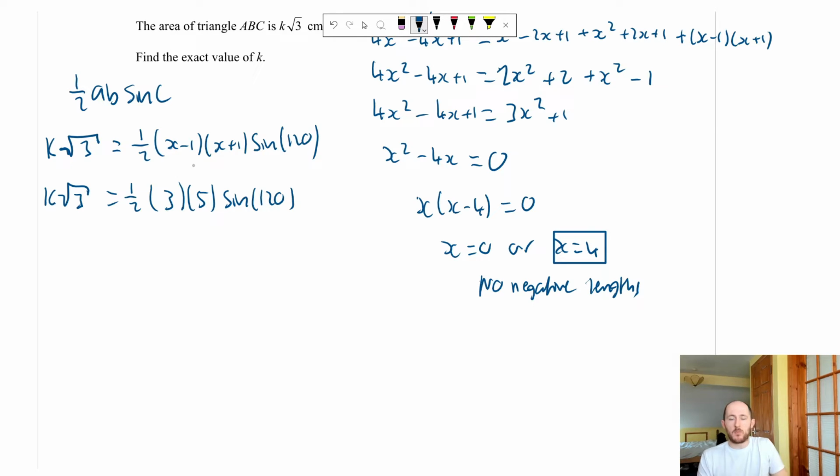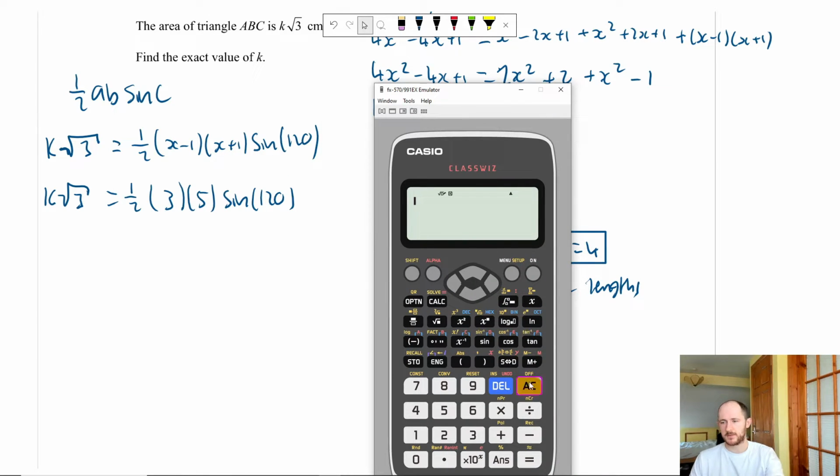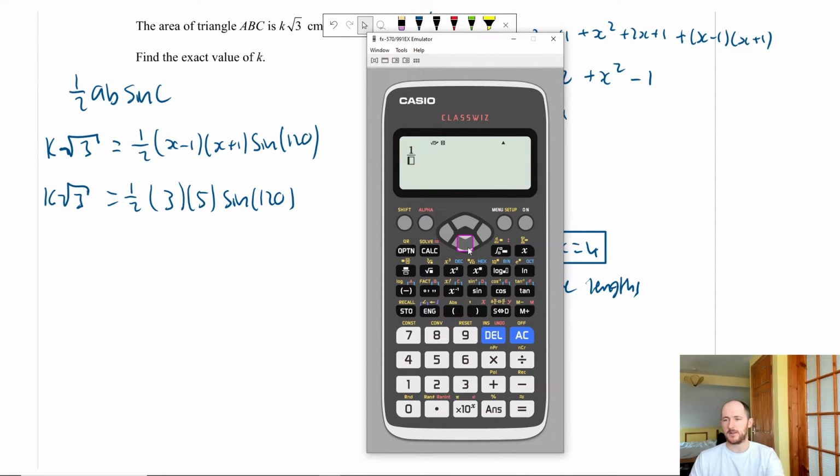So let's multiply all of that on our calculator. So we have a half. That's not a half. That's a half. Let's move the calculator. There we go. Thank you. 3, 5, and sine 120. Oh, okay.